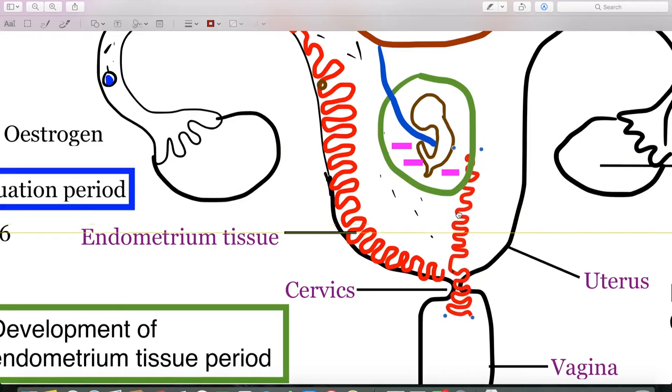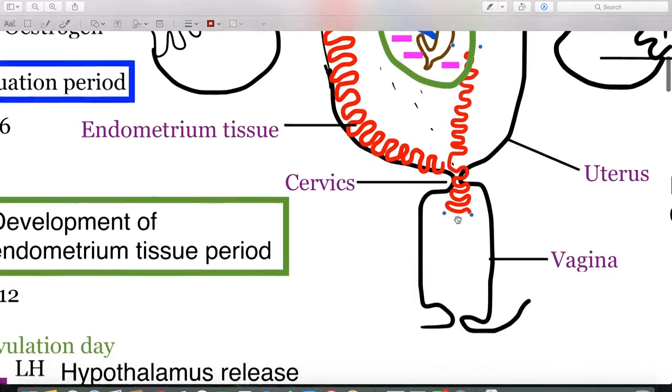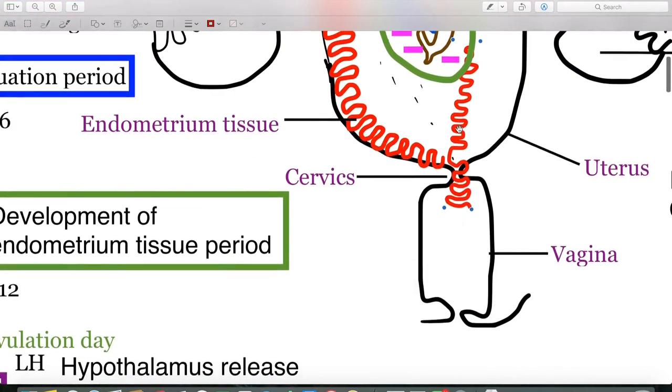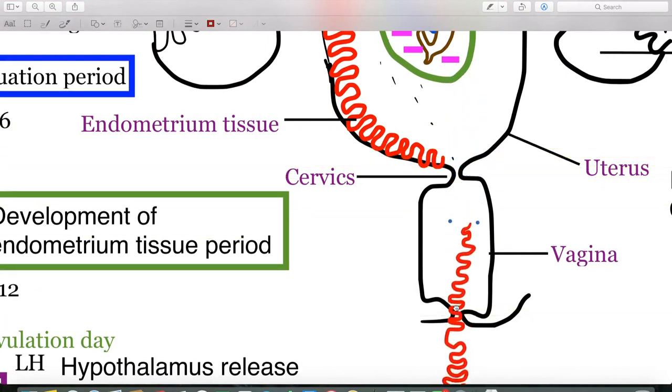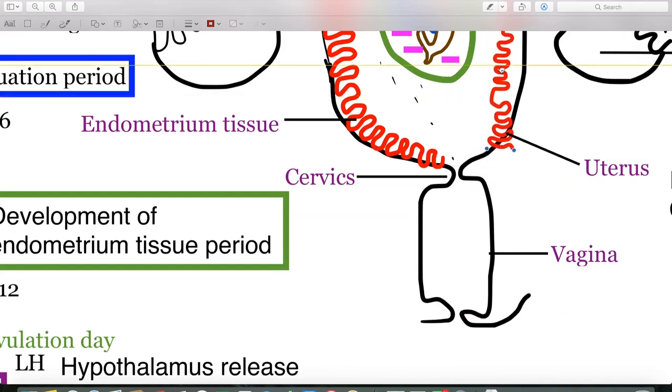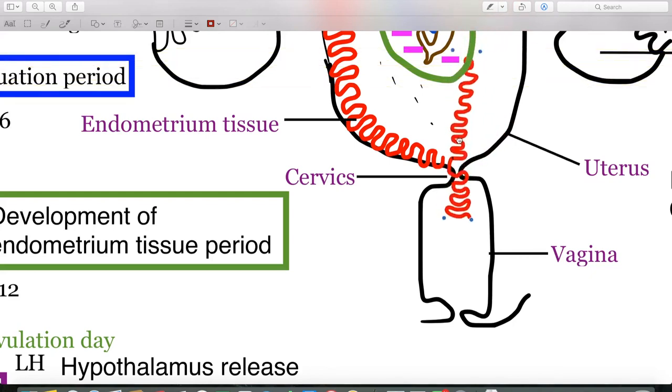When the old one gets pushed out, that's the time when the female will experience the menstruation period, where the old endometrium tissue is discharged out from the vagina. The endometrium tissue is made up of epithelial cells, and it is filled with a large network of blood capillaries. So this will be a period when they have a lot of blood loss from their system.